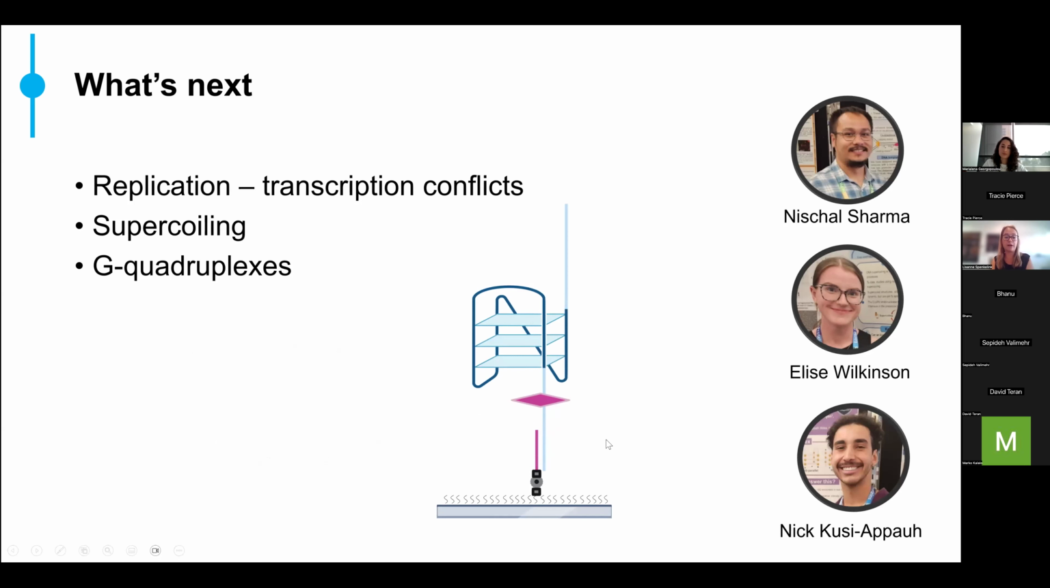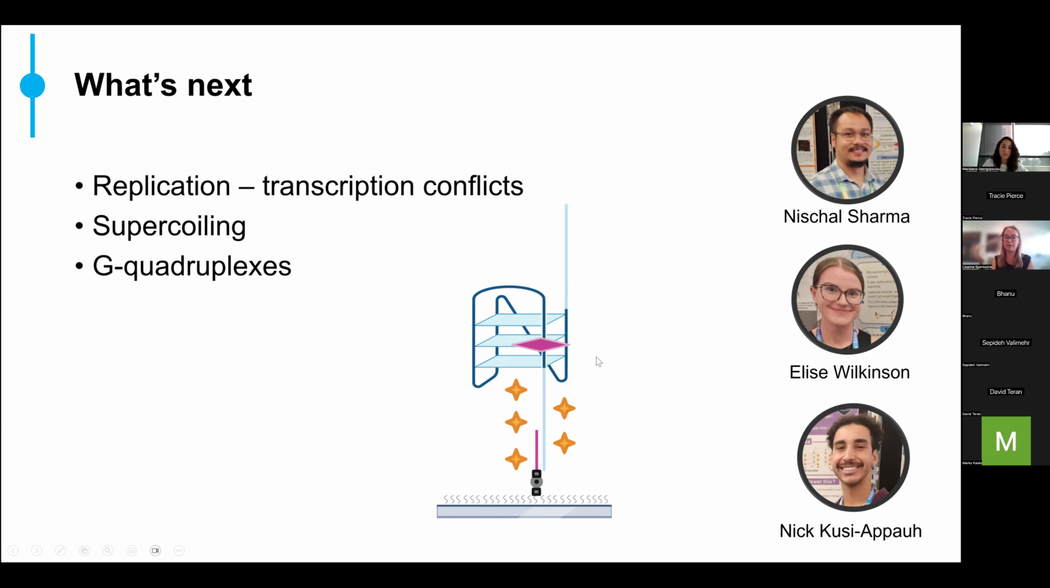And then finally, we're looking into G quadruplexes. These are secondary structures that can form in DNA. We know that they can block DNA polymerases. This is very well established. But what we don't know is what happens to these polymerases.